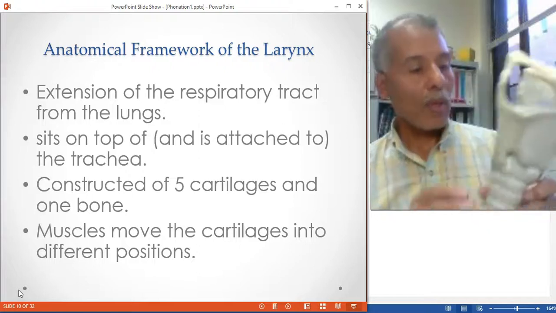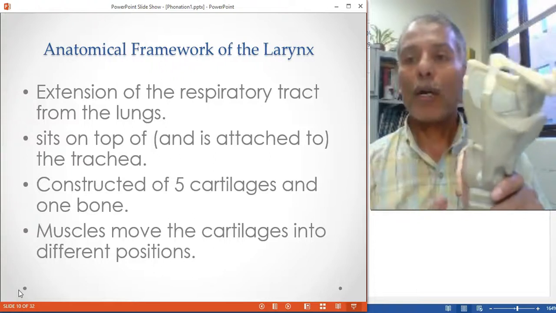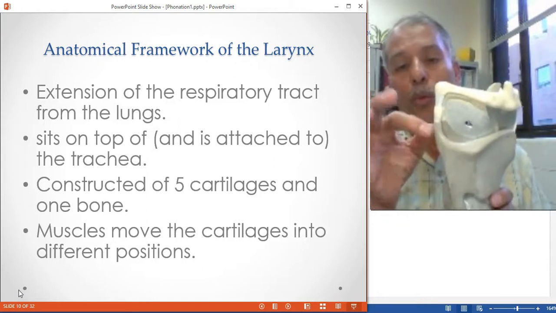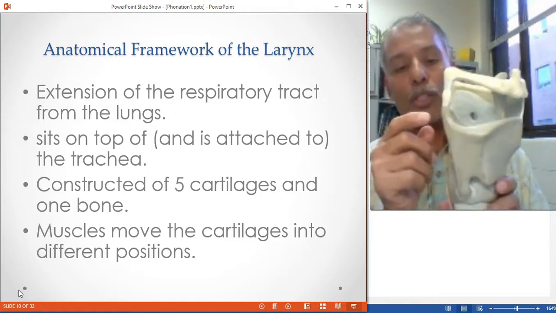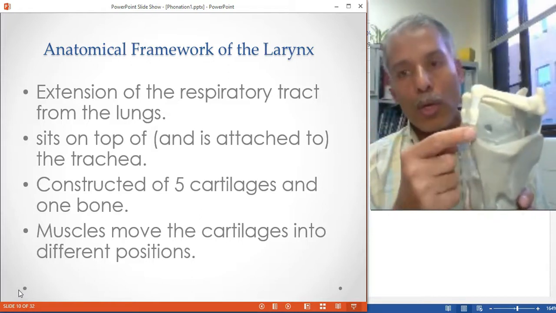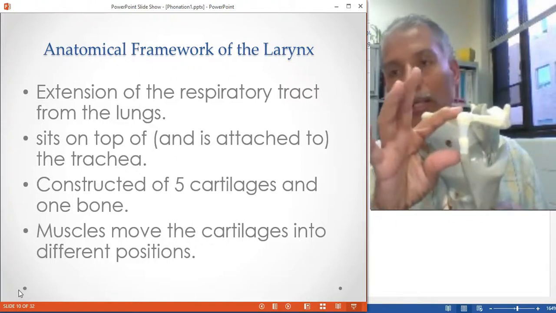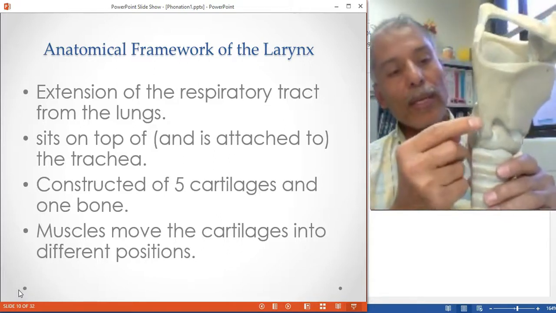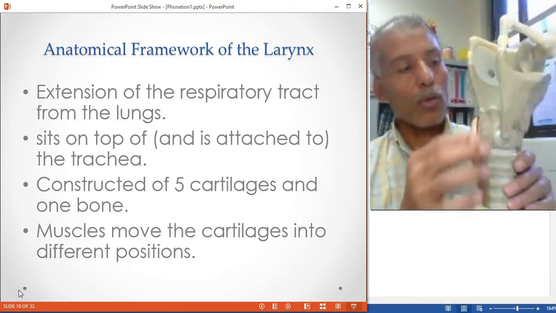So now, the hyoid bone sits on top of the trachea, basically, and it articulates with the superior horns of the thyroid cartilage. The thyroid cartilage has 2 sets of horns: the superior horns, that articulate with the hyoid bone, and the inferior horns that articulate with the cricoid cartilage to make these joints.